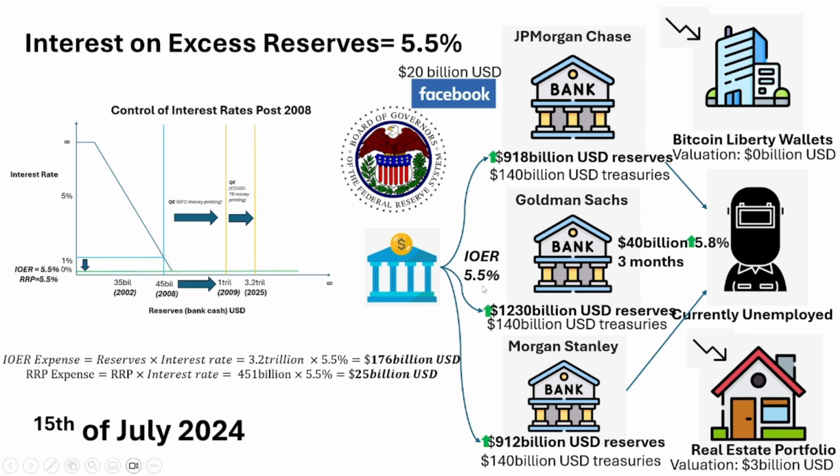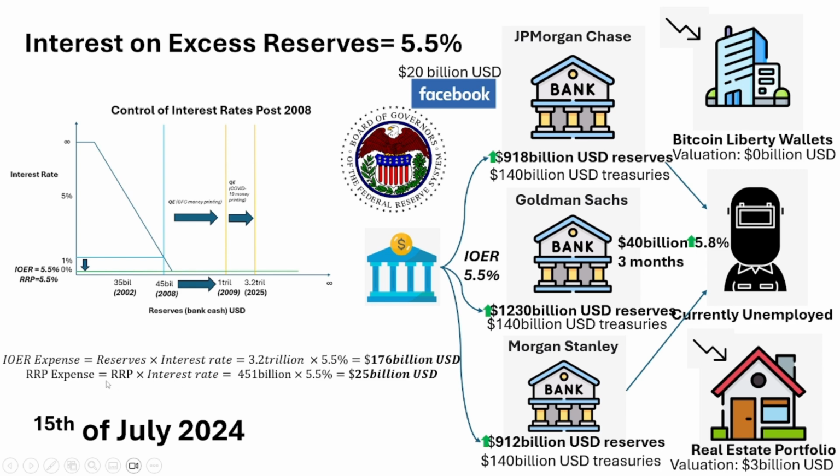As you can imagine, 5.5% every year to pay all these reserves so they don't lend out. It's quite a lot. So the interest on excess reserve expense is the number of reserves in the system, all these added up, times the current interest rate, whatever interest rate the central bank wants to set. And this comes out to $176 billion a year.